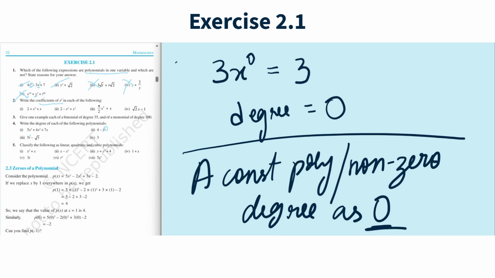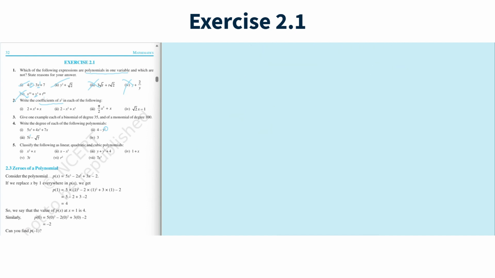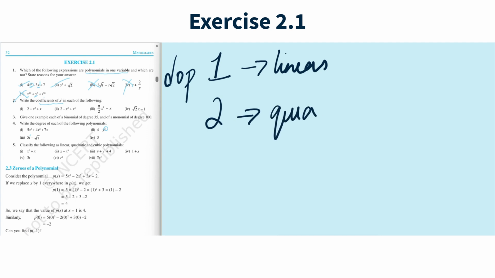All right. So we have the last one left, the fifth one. Classify the following as linear, quadratic, and cubic polynomials. Now, a linear polynomial is when the highest power, or the degree of the polynomial, is 1. That is your linear. If the degree of the polynomial, let's just write DOP for degree of polynomial, is 2, it becomes a quadratic. And if it is 3, it becomes cubic.